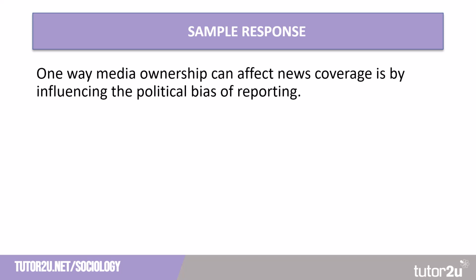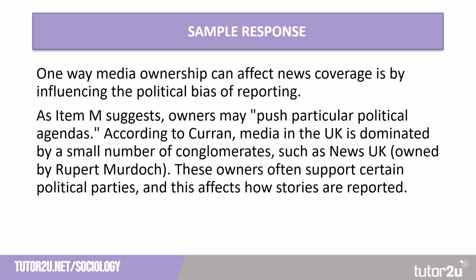One way media ownership can affect news coverage is by influencing the political bias of reporting. So we've identified our way, now we need to develop this a bit further. As item M suggests, owners may push particular political agendas, so there's our item hook. According to Curran, media in the UK is dominated by a small number of conglomerates, such as News UK, which is owned by Rupert Murdoch. These owners often support certain political parties, and this affects how stories are reported.